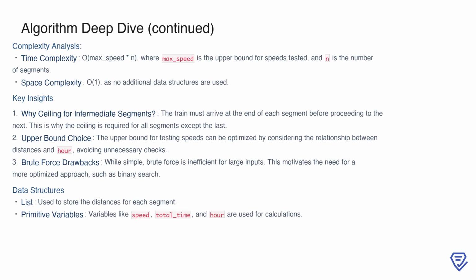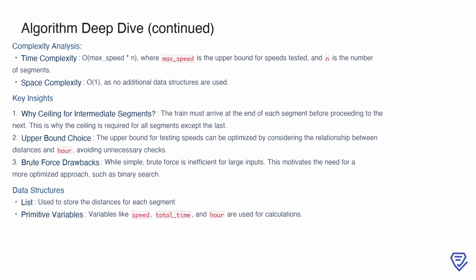The time complexity is O(max_speed * n), where max_speed represents the upper bound of speeds tested, and n is the number of segments. This makes the approach impractical for large inputs, as the number of iterations grows significantly with max_speed. On the other hand, the space complexity is O(1), as no additional data structures are required beyond a few primitive variables for calculations. To understand this better, consider why we use the ceiling for intermediate segments.